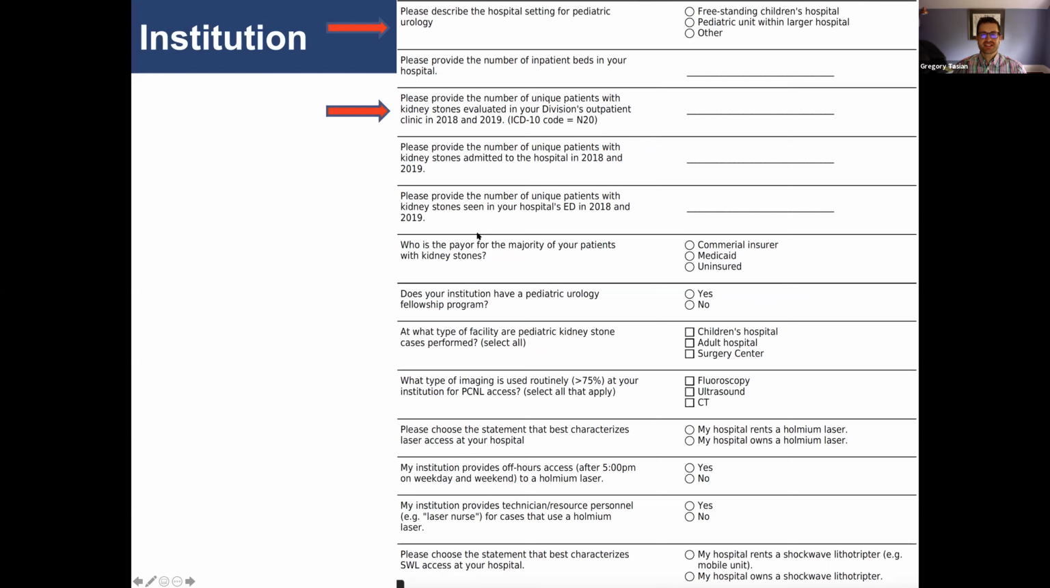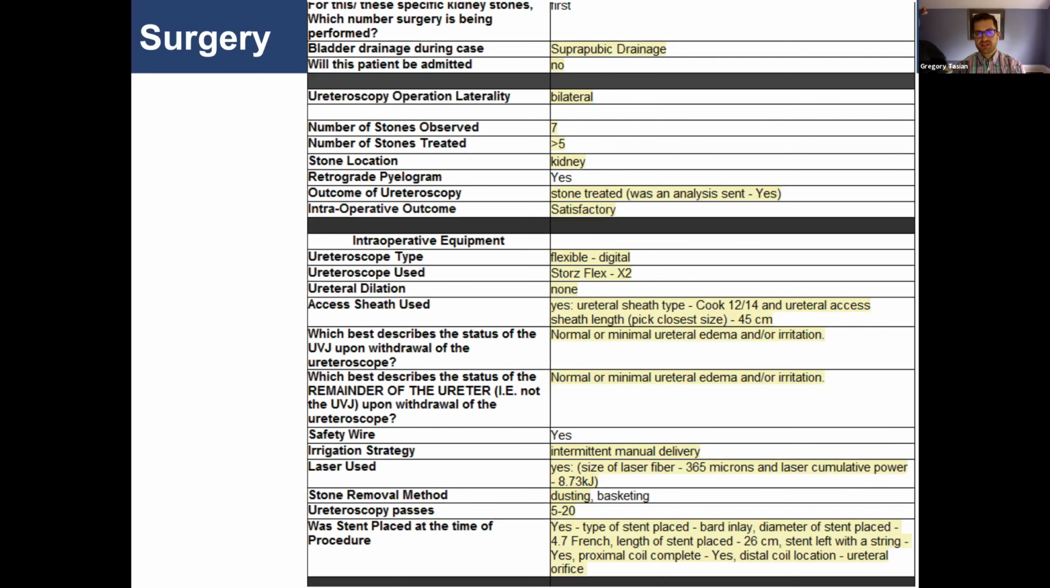But it assesses the volume of individuals with kidney stones seen at that hospital on an annual basis, the payer status of the majority of patients with stones, again, the incorporation of fellowship programs, and the ownership of particular equipment and the access to that equipment. And this is the case report form that is now integrated in Epic at a growing number of sites within PKIDS.